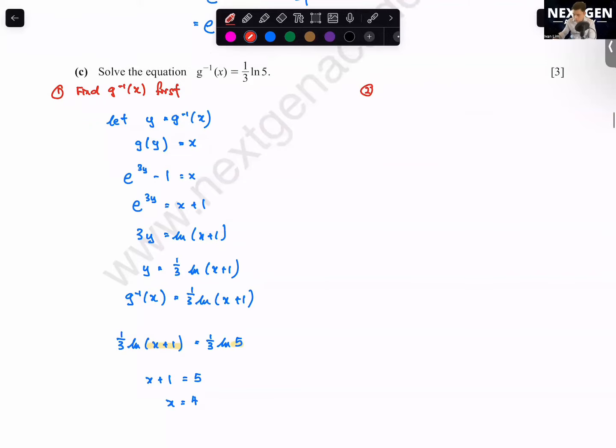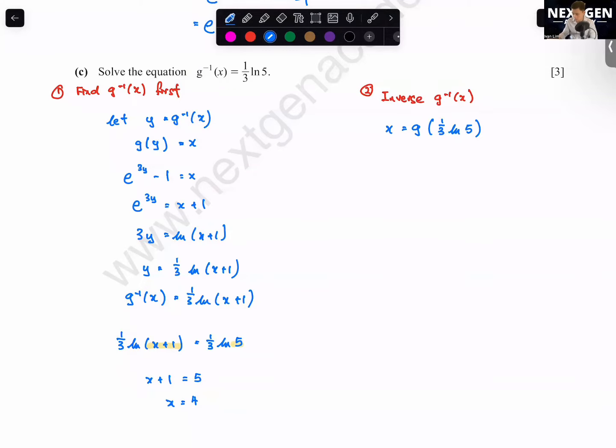Method two: instead of finding g inverse x, I want you all to keep this in mind, because in mathematics, when you do functions, this is one of the methods you are required to use also. You can inverse your inverse. What's the meaning? When you inverse your inverse, you will get back to g again. So when you inverse the inverse, you will be left with x equals g(1 over 3 ln 5).